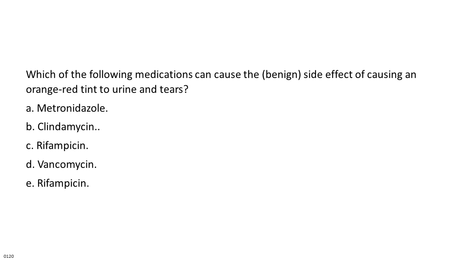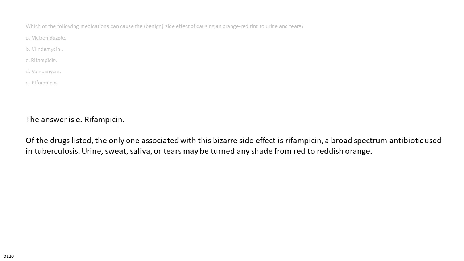Which of the following medications can cause the benign side effect of causing an orange-red tint to urine and tears? A. Metronidazole. B. Clindamycin. C. Rifampicin. D. Vancomycin. The answer is C. Rifampicin. Of the drugs listed, the only one associated with this bizarre side effect is rifampicin, a broad-spectrum antibiotic used in tuberculosis. Urine, sweat, saliva, or tears may be turned any shade from red to reddish orange.